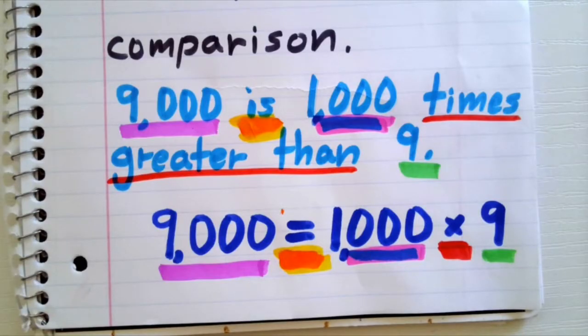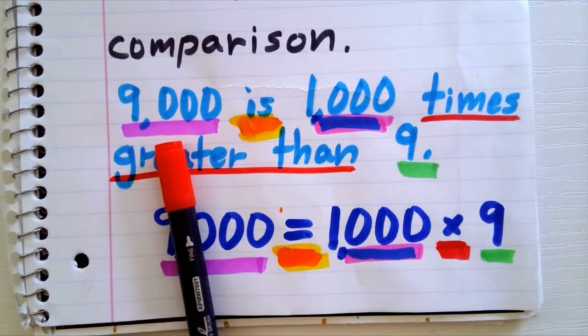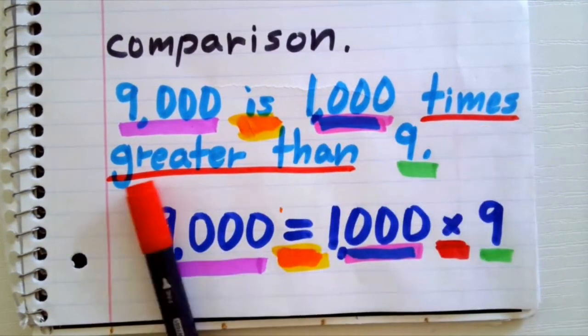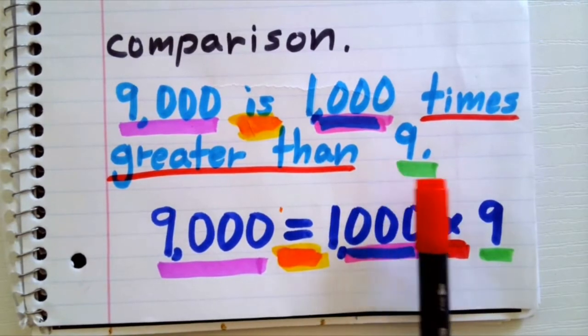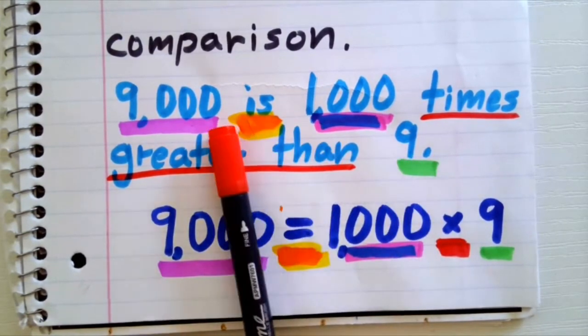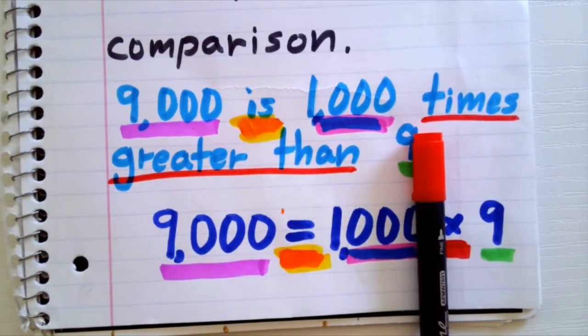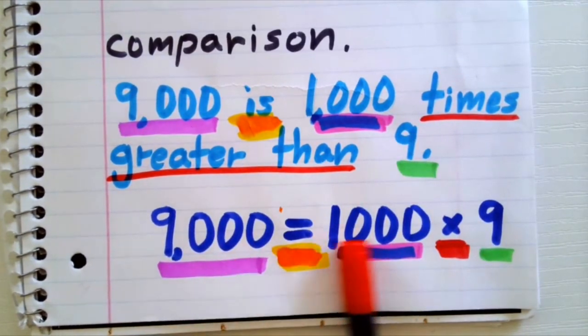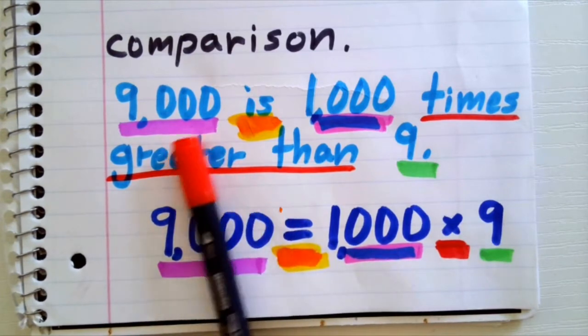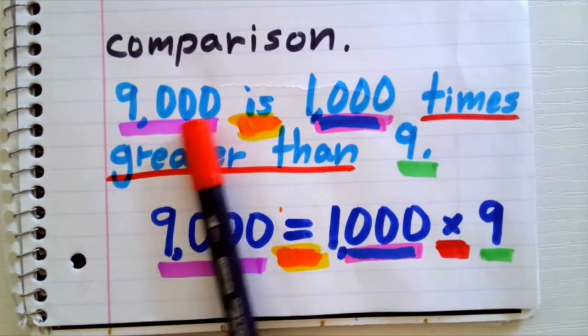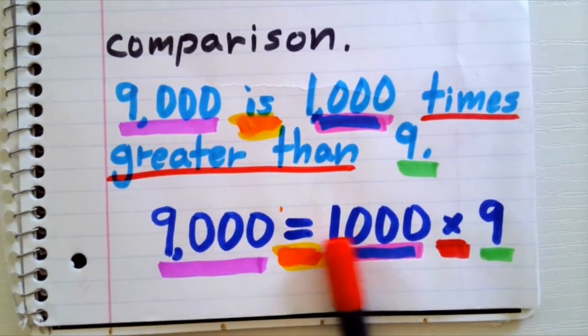There are special words and symbols we use to talk about multiplicative comparisons. Before we said 9,000 is 1,000 times greater than 9. This is because 9 times 1,000 is 9,000. There's a way to write that sentence with math symbols and numbers. Here it is. I use these colored lines to color code so you can see what words are saying which symbol.